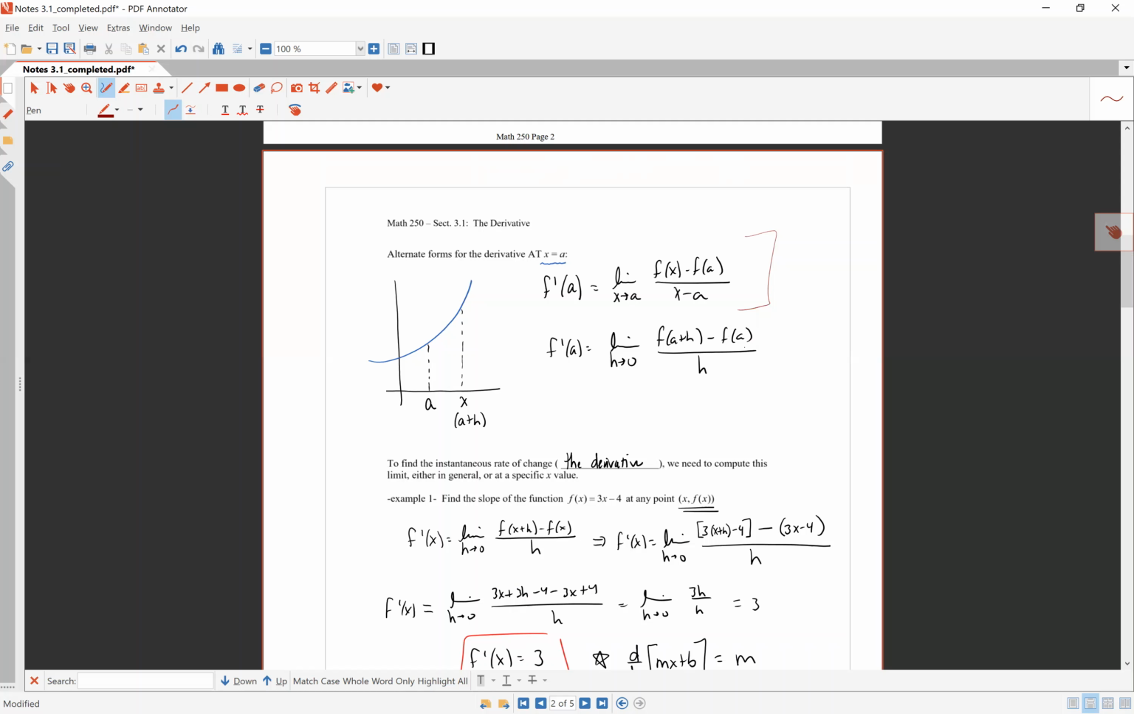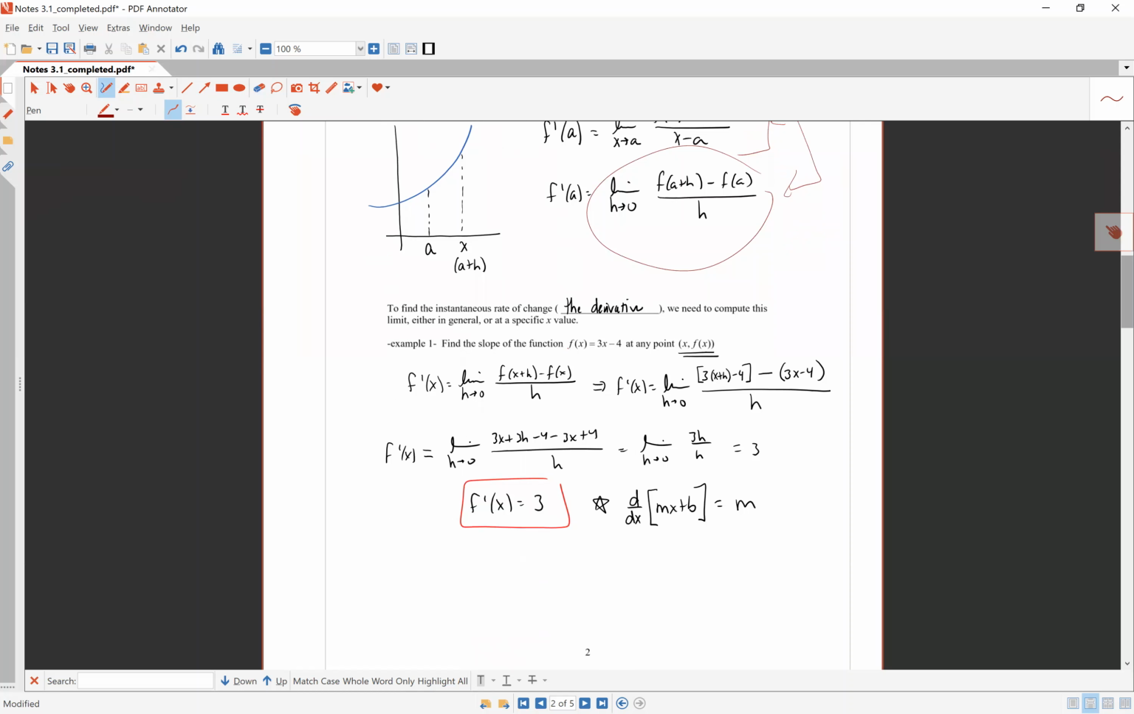Another way of calculating the derivative at a specific point a, and these two are equivalent to each other, is f of a plus h minus f of a over h. So that's just the slope of the tangent line going from a to a plus h. What happens as h becomes really very small?